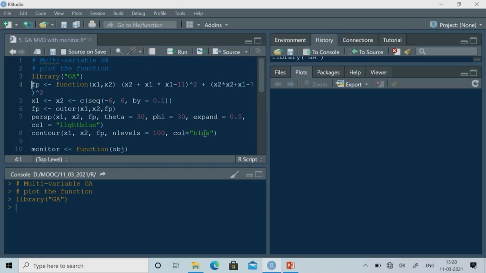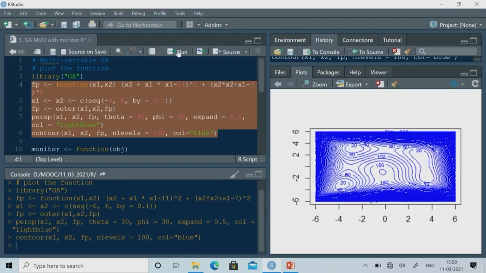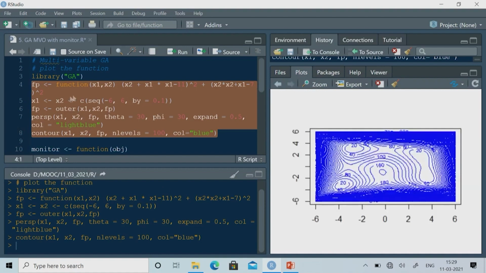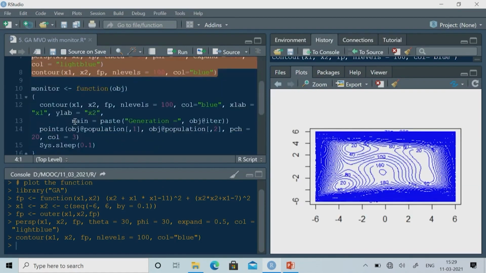Now, let us execute these few lines. So, just to plot that one, plot the function. I am getting the 3D view as well as the contour plot. So, I am just plotting here. And then I have written this monitor function.